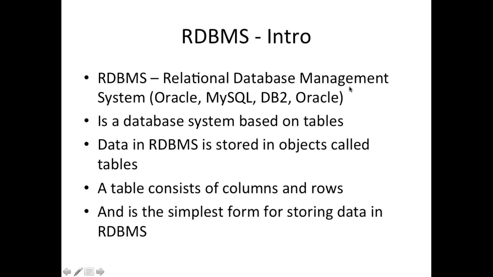So RDBMS is a database system based on tables, and data in a relational database management system is stored in objects called tables. And a table consists of rows and columns. A table is the simplest way of storing data in an RDBMS.